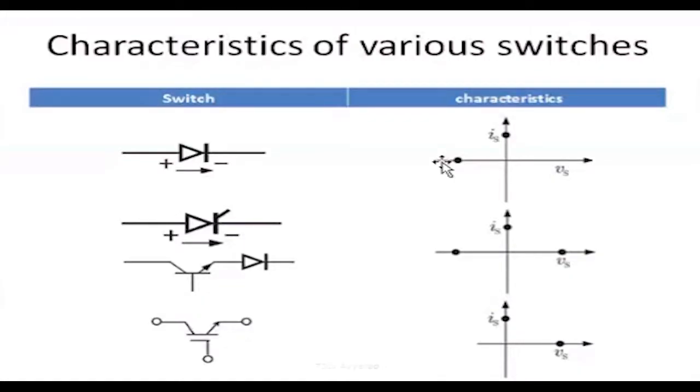Voltage across the diode is equal to the negative voltage and current is 0. The diode position is turned off.